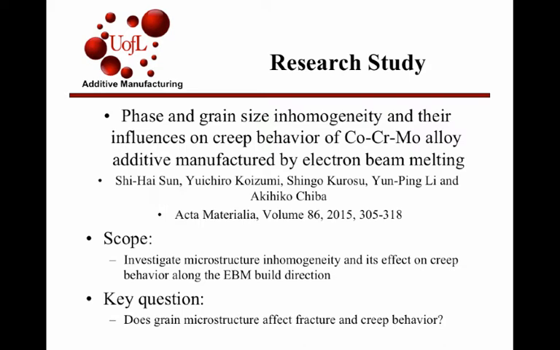So electron beam melting is similar to the SLS process, but it uses electrons rather than laser and light. It builds parts in the vertical direction, and they wanted to look at how the grain microstructure varies in this direction and how creep rate is affected with respect to the grain microstructure. And the key question is, does grain microstructure affect fracture and creep behavior?